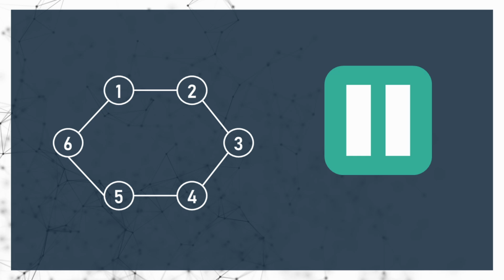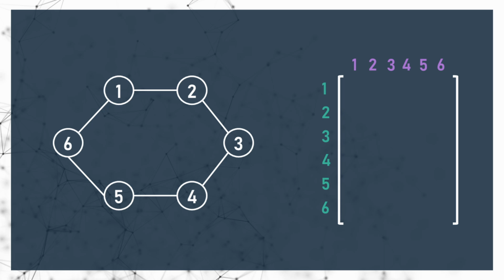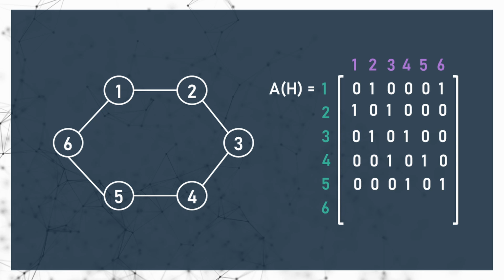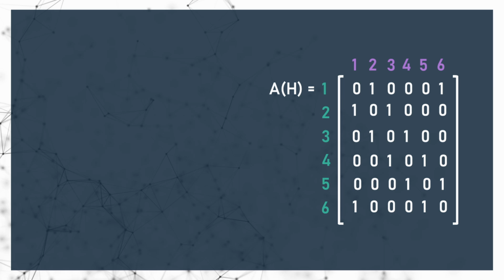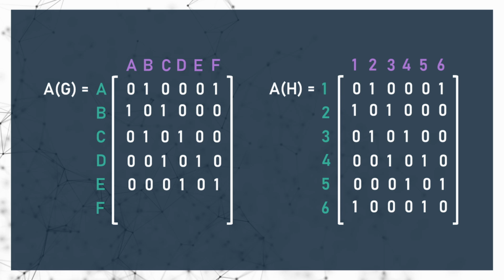Now, pause the video and try to write yourself the adjacency matrix of graph H. Alright, you should have obtained a matrix like the adjacency matrix of graph G. If you compare the adjacency matrix of G with H, you see that they are equivalent. For example, node A is equivalent to node 1, B to 2, C to 3, D to 4, E to 5, and F to 6.